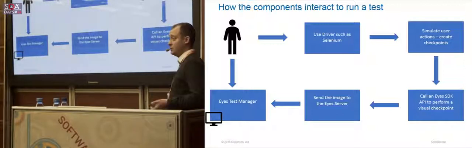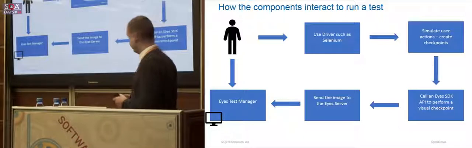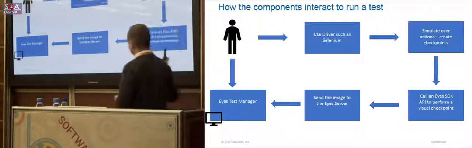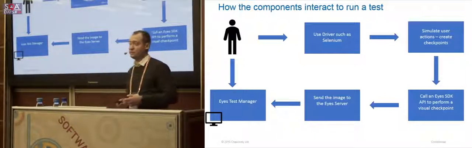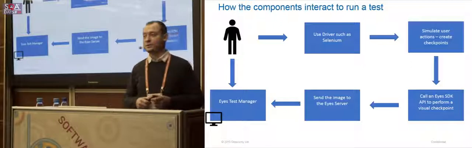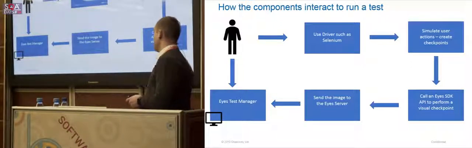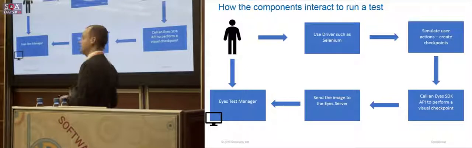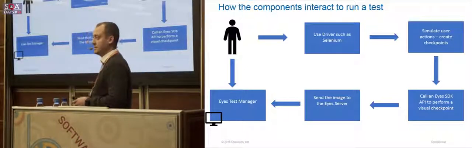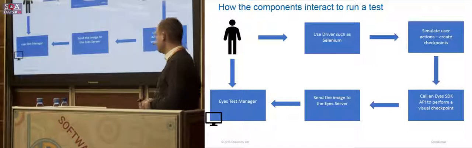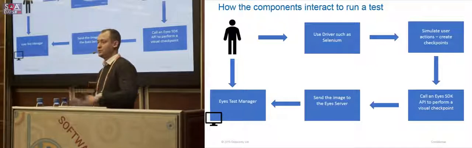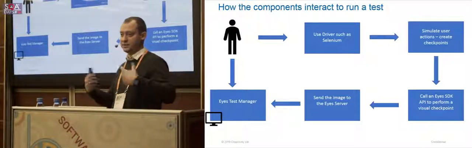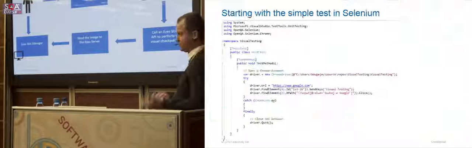Then there is a call to the Eyes SDK, to the SDK API, to perform a visual checkpoint. Then this is sending the image to the Eyes server. And then you have a test manager, which I also want to show you, which is, I think, a very big tool to work with your test scenarios, with the results and the screens that you did. It is the UI version for after you create and run the test scenario, so you can see exactly what you did and what was compared.